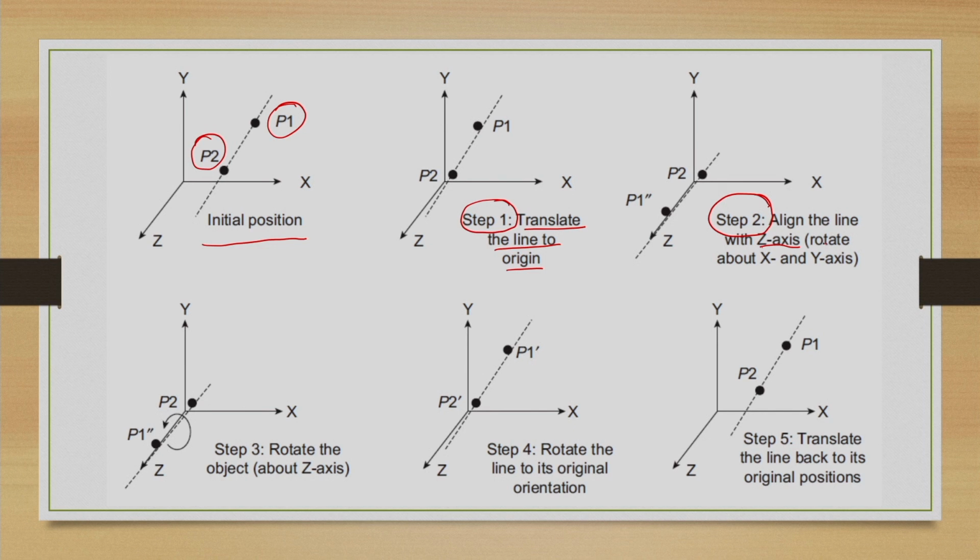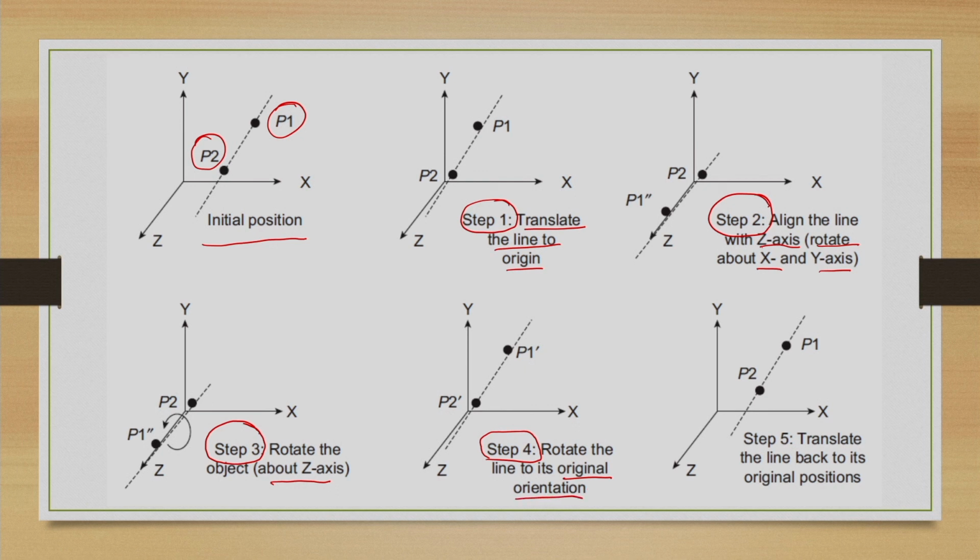So, that involves rotation about x and y axis. Now our arbitrary axis is aligned with the z axis. So, rotation will take place about z axis. That we do in step 3. We apply the rotation about the z axis. After the rotation is done, in step 4, we rotate the line back to its original orientation.